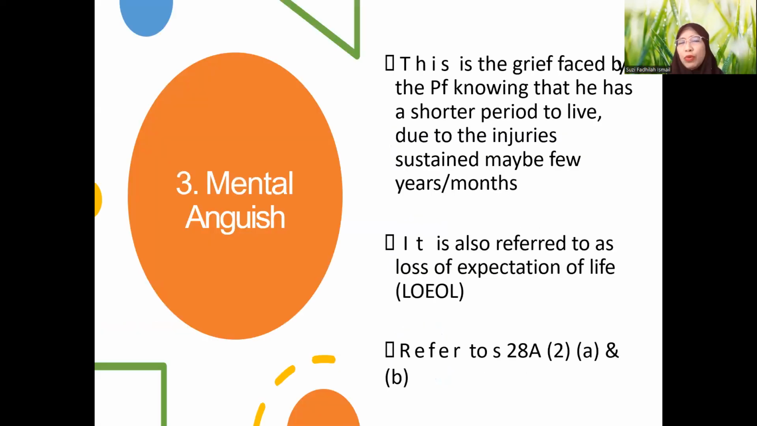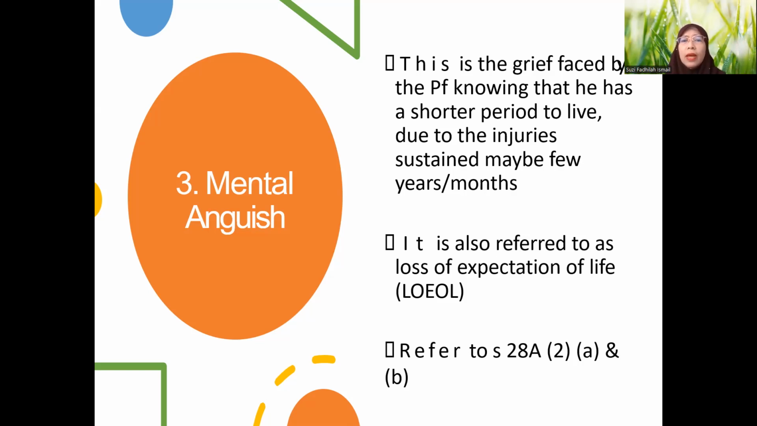Now, mental anguish. Mental anguish refers to the grief, the suffering, but mentally, not really physical. This is the grief faced by the plaintiff, knowing that he or she has a shorter period to live. Meaning after the accident, the doctor said, because the accident was so serious, we estimate that you can live up to 2 years maximum, for example. So now it's a shorter period to live, it could be a few years or a few months. Knowing this fact causes mental anguish, grief, and of course the party will feel stressed.